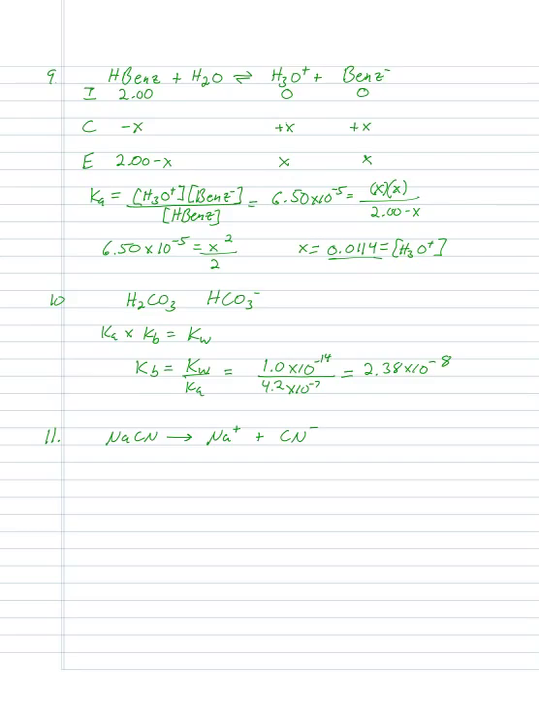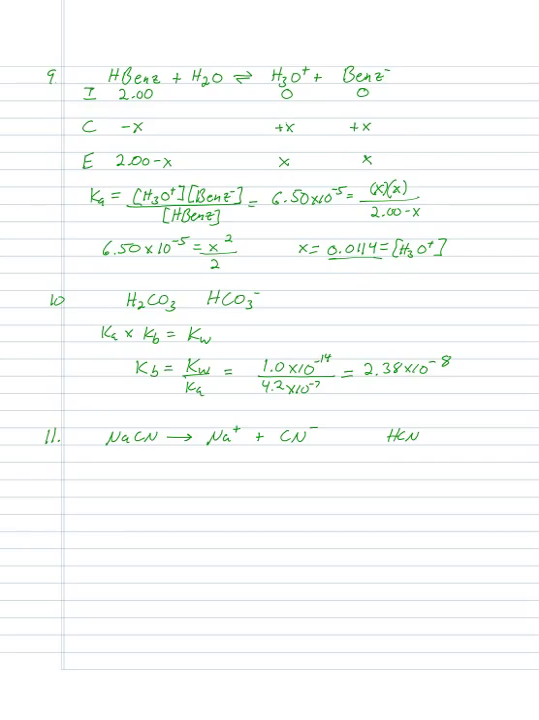The cyanide, however, is the conjugate base of HCN, which is a weak acid, and we know it's a weak acid because it gave us a Ka or a pKa of it, and if it has a pKa or a Ka, that means it's weak. It's a weak acid. And CN minus is the conjugate of it, which means that it is a weak base.